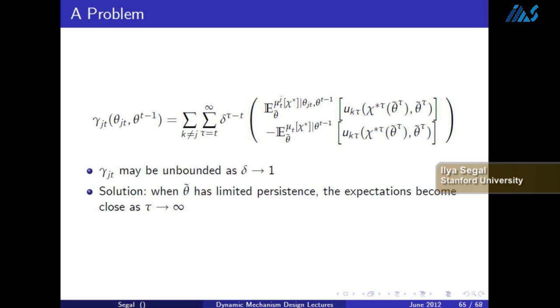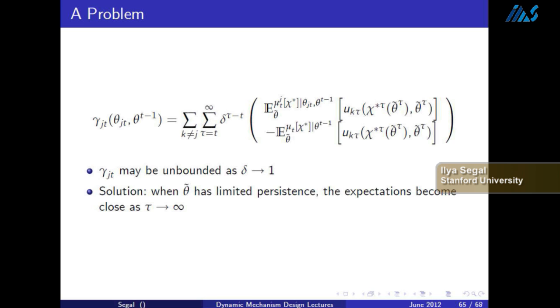Okay, and limited persistence will ensure that these expectations of the two things will become very close in the future. So they'll go to 0 fast. So that my current report will not have a big effect on the expectations of utilities in some distant future. Okay, and formally speaking, this is ensured by assuming that the stochastic process is ergodic.